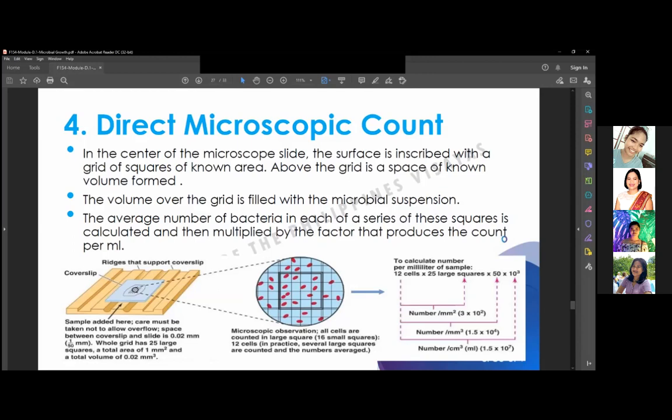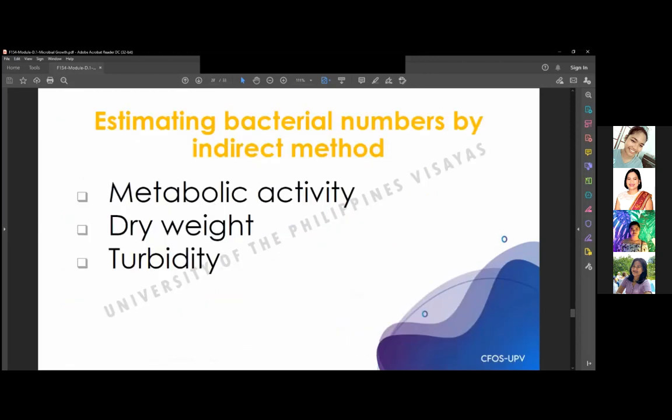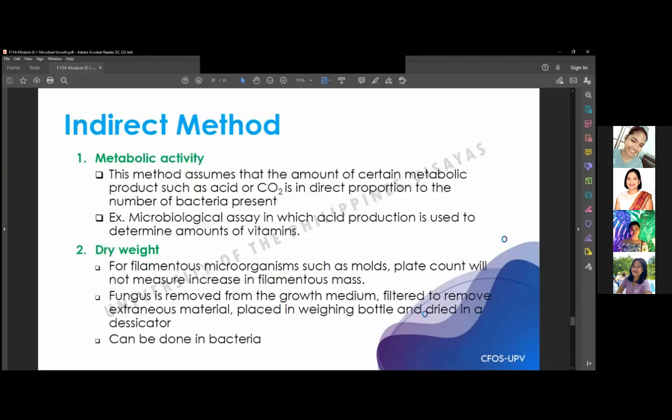Okay, next slide please. Okay, so these are the indirect methods, no, of estimating or of determining microbial growth. So we have the metabolic activity measurement, the dry weight, and the turbidity. So next slide, please.